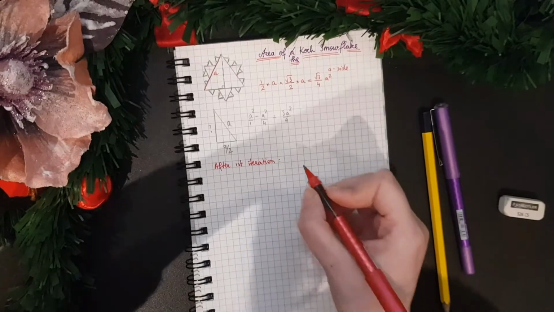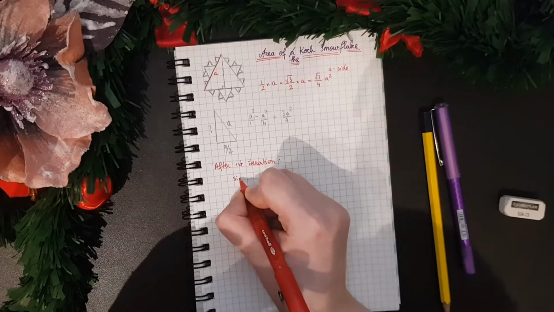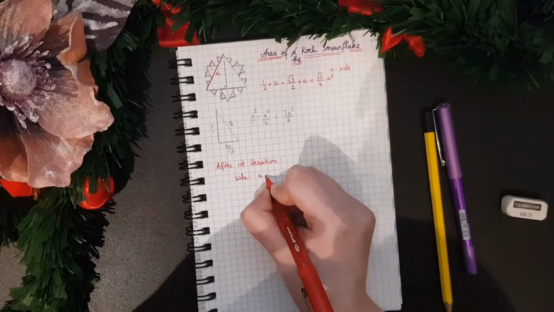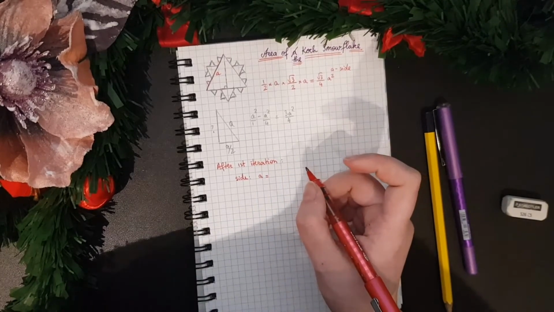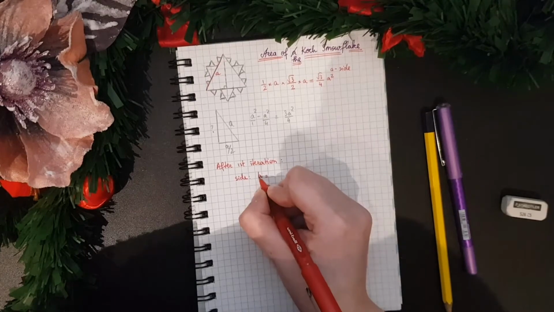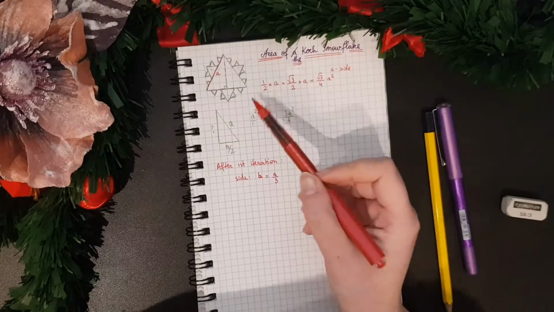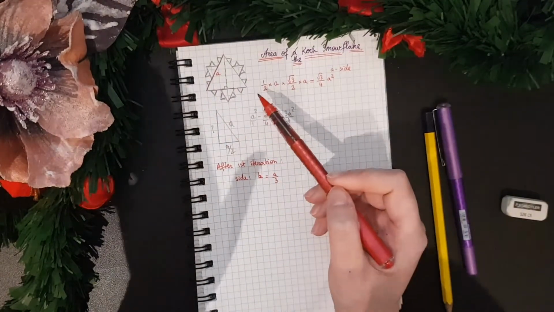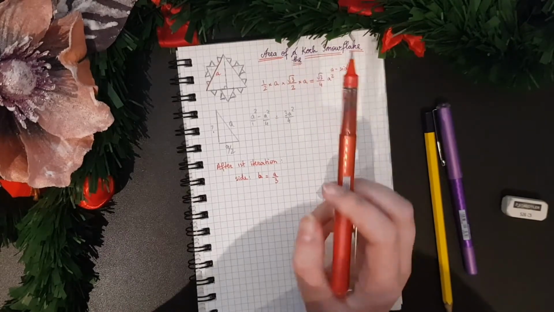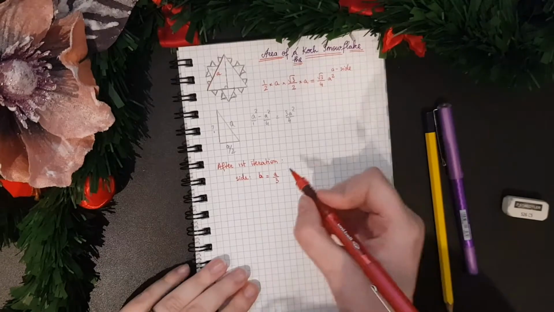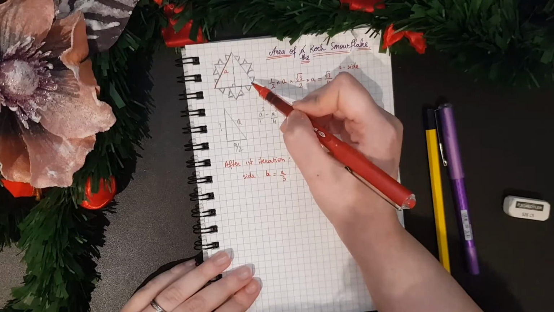After my first iteration, my new side, I'm going to speak about side, I've got a new side. Should I call it A? No, I'm going to call it B. My new side is A over 3, whatever side I had before divided by 3. I think this makes sense. I hope. Okay.